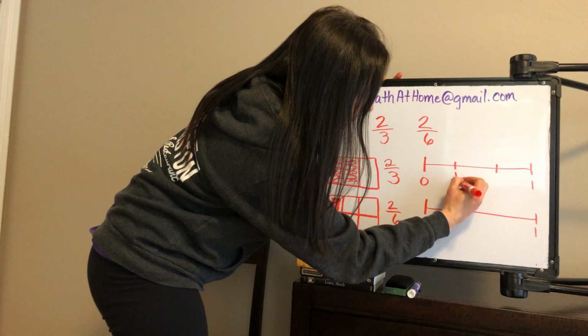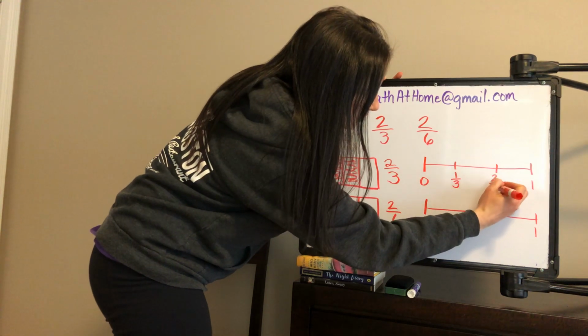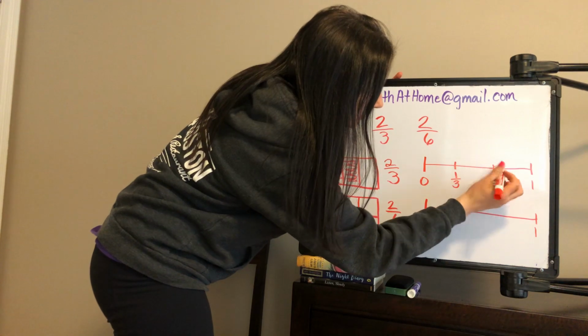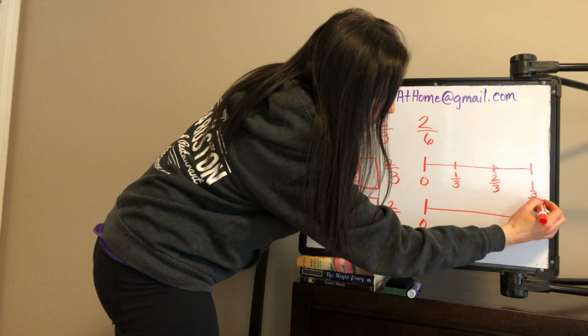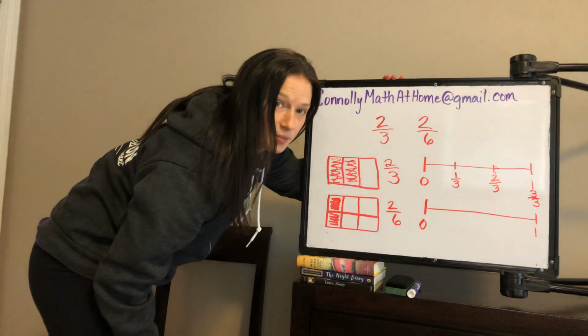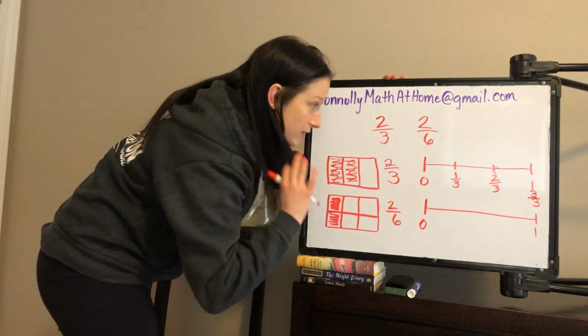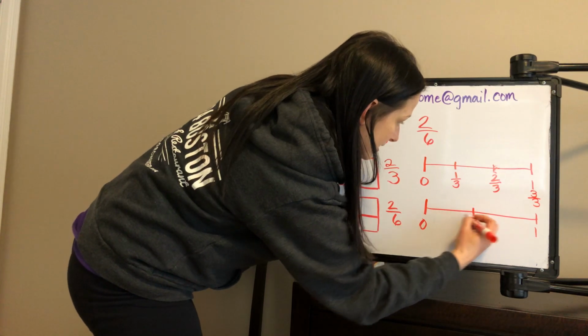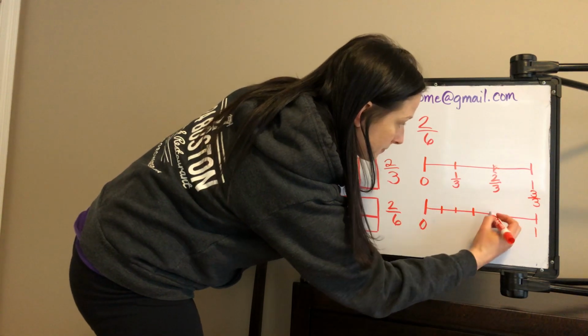So 1/3, 2/3. It's a little off, I'm going to move it over just right here. 2/3, and then, as in one of my videos about representing on the number line, 3/3 is the same as 1 whole, if I added 1 more third. And then I'm going to do 6ths on this number line.